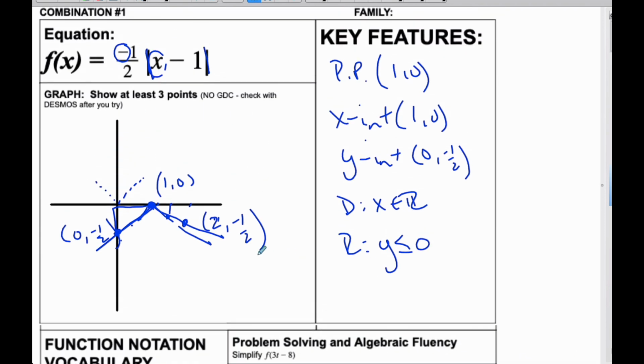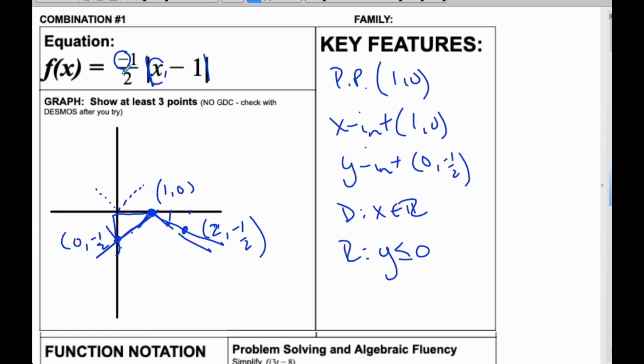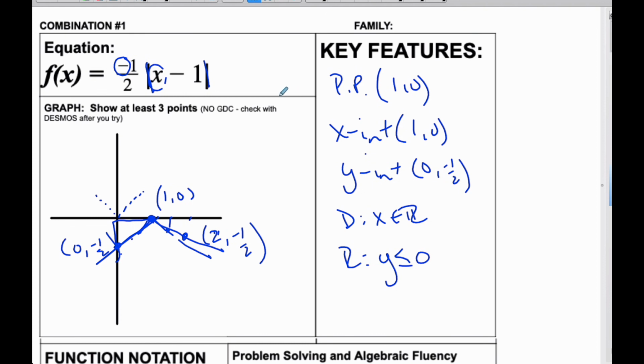So again, we use our graph, use the equation and the transformations to find our key features, and we put it all together.